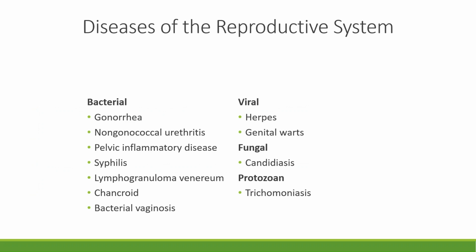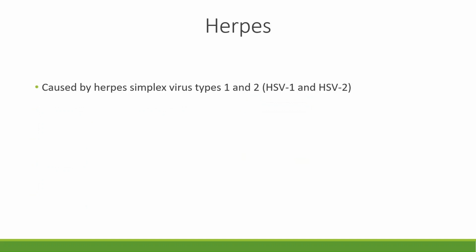Now we're going to move from bacterial diseases to viral diseases. We have just two that we want to talk about here, herpes and genital warts. Herpes is caused by the retroviruses called herpes simplex virus types 1 and type 2, or HSV1 and HSV2. HSV1 is mostly associated with oral herpes, while HSV2 is the primary cause of genital herpes, although it's important to keep in mind that these two viruses can infect either of those two regions.